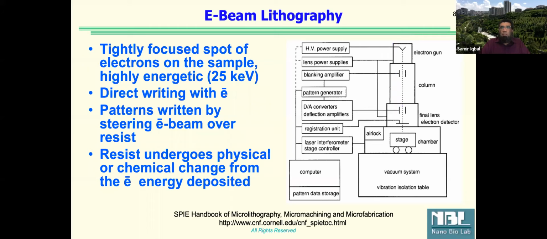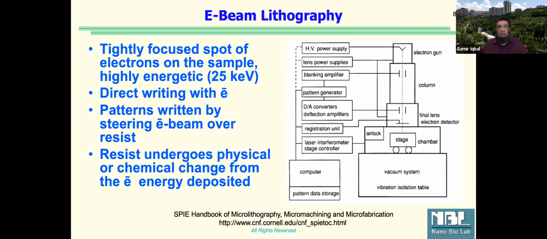Can somebody tell me what's the problem with this process? You can write electronic scale things, very small things. What is the challenge with this process? Somebody tell me what is the challenge with this process?